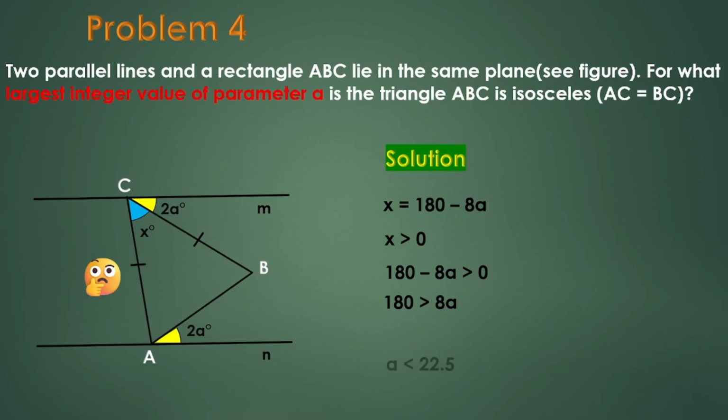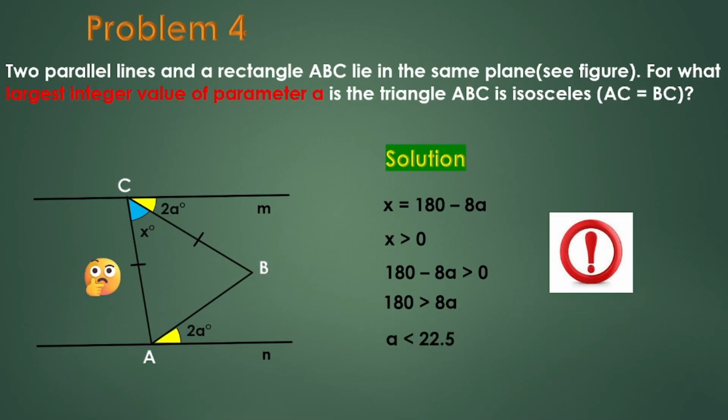So in this case, a is less than 22.5. So if we are asked for the largest value that is included in this interval, then this will be the number 22. The answer is 22.